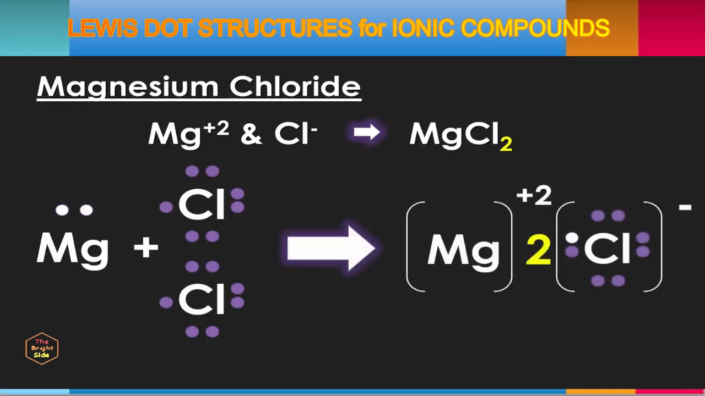Together, when they undergo ionic bonding, they give you this. You're noticing your magnesium has no valence dots, but it has a +2 charge. Then we have a big 2 outside of the bracket for your anion, the chloride. That big 2 says that there are 2 of them, which is reflective of what is in the formula.